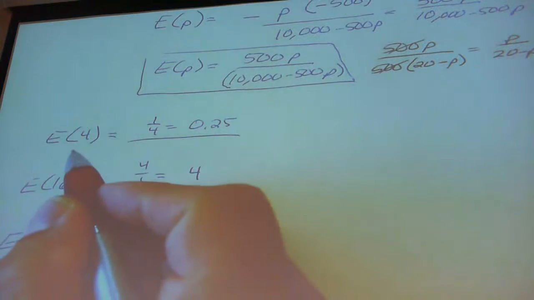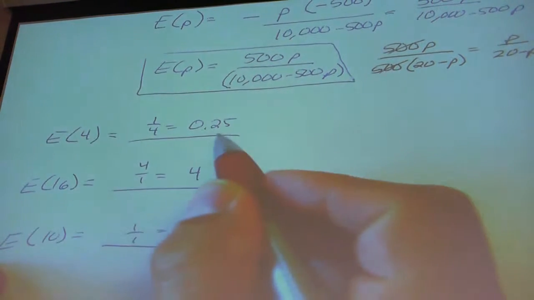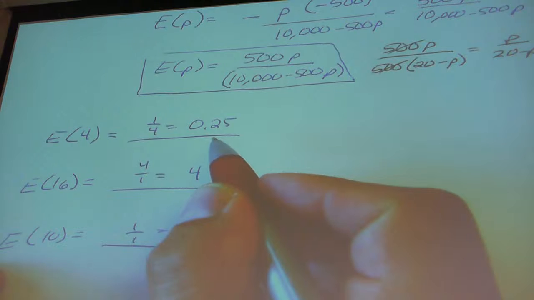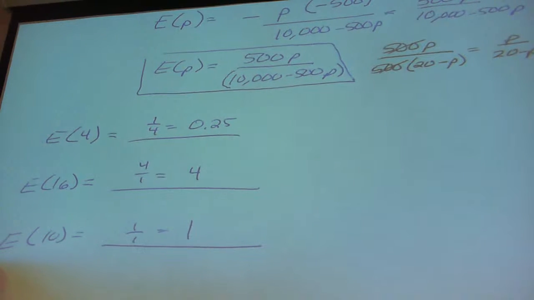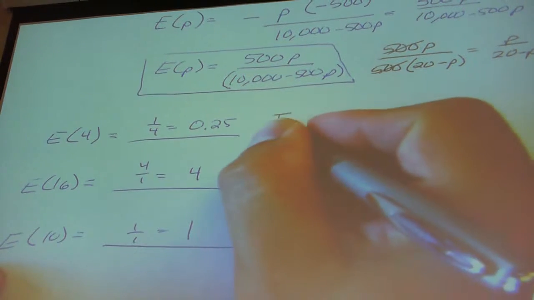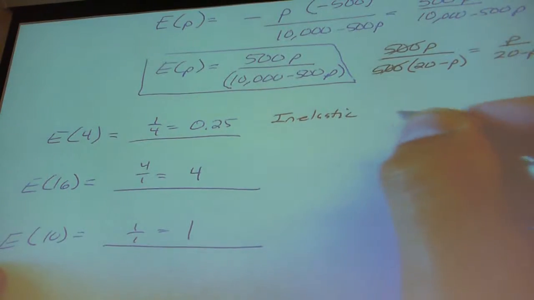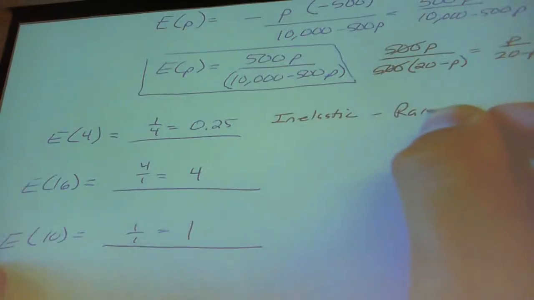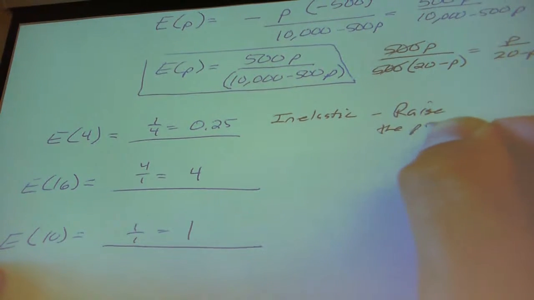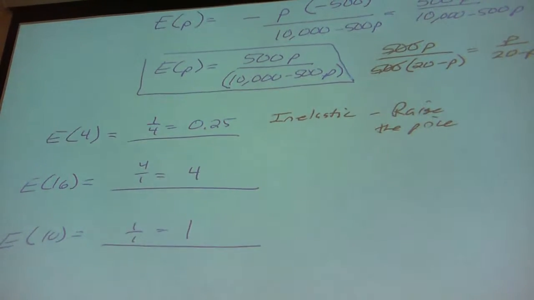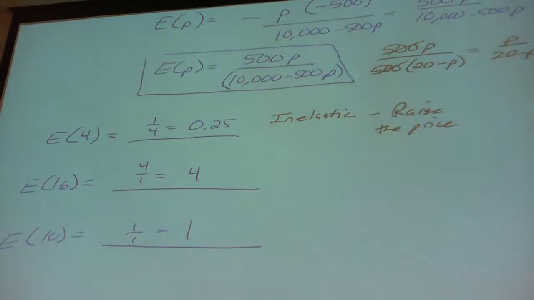So, when I plugged in $4, I got a result of 0.25. Is that inelastic, elastic, or unit elasticity? That's inelastic because it's less than 1. And what's your advice when it's inelastic? Raise the price. So basically, if you charge $4, you're losing some money. You could potentially make more money if you raise the price. $4, too cheap. Are we okay?